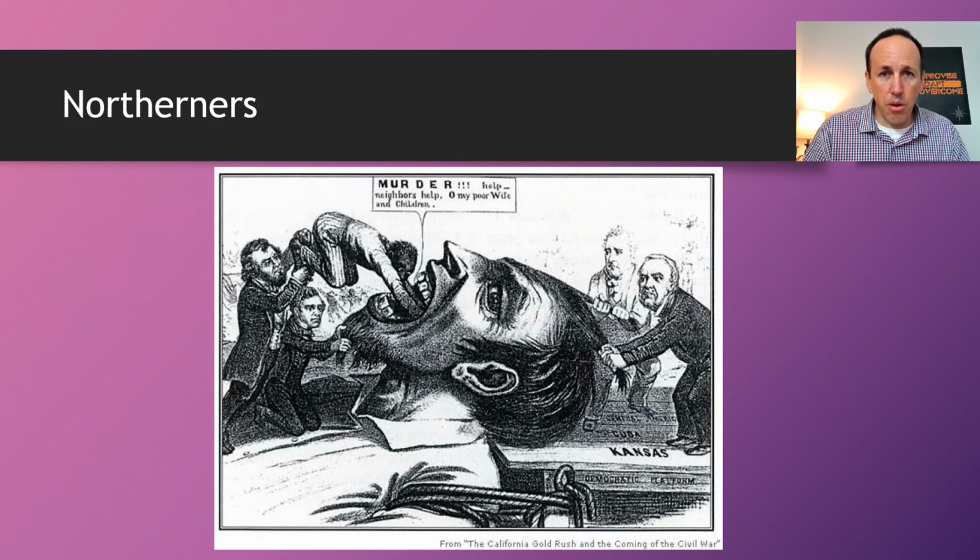So how do the Northerners feel? This is the cartoon that illustrates how the North feels. They feel like slavery is being shoved down their throats. They don't want it. Their politicians who are on each side of this guy, they're making compromises that they don't want. The Northerners feel like slavery is being shoved down their throat.